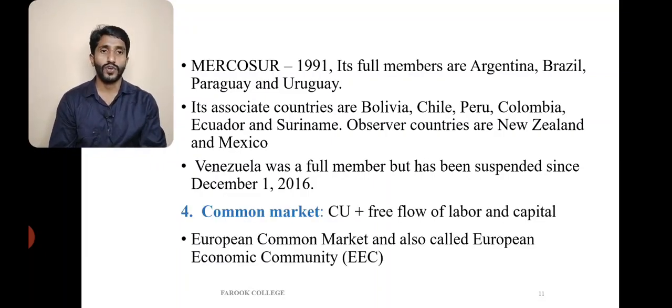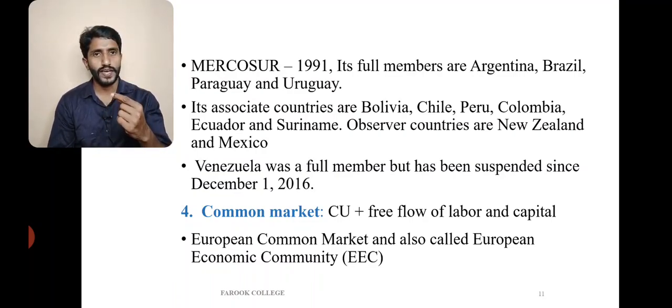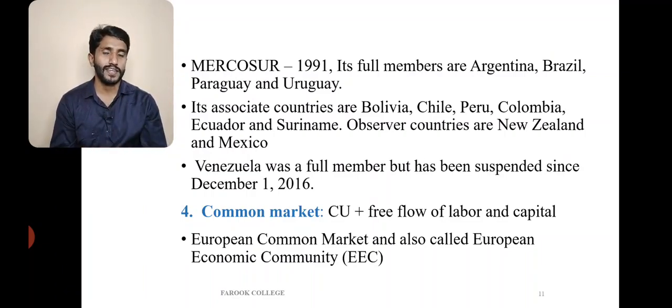Then the fourth one is common market. Common market means customs union plus free flow of labor and capital. In a customs union, we know that among the members there are no trade barriers, and with the non-members there is a common external tariff. Along with that, there is a free flow of labor and capital between the members. So if all these features are there, we can say that it is a common market.